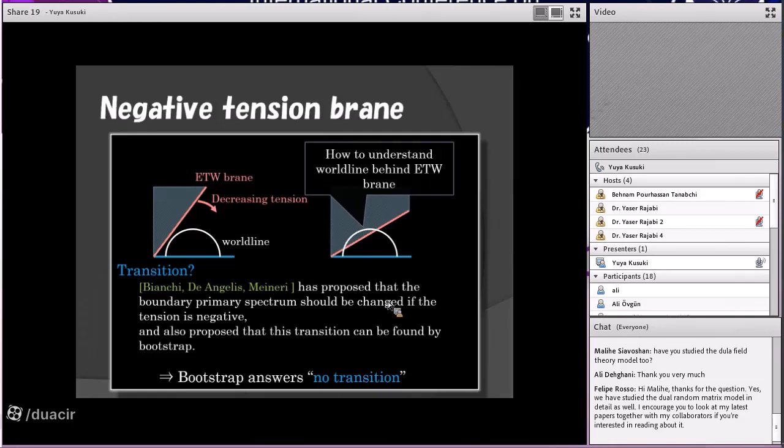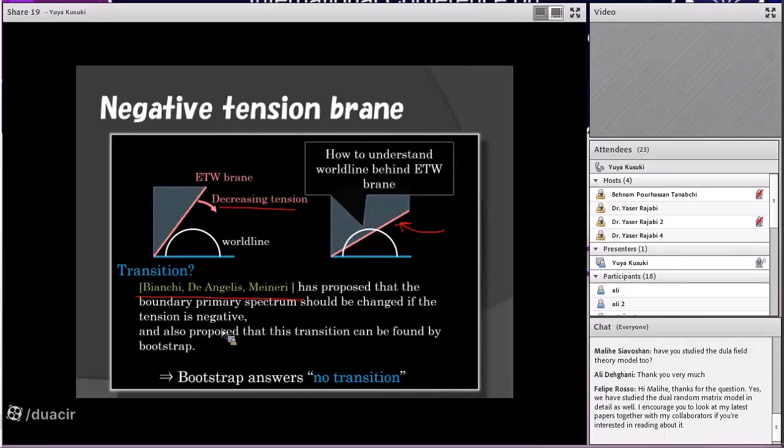This seems to be a little bit interesting because in some paper it has been proposed that if we consider negative tension, then on the gravity side there seems to be a transition, a drastic change, if we decrease the tension, in that the brane can attach to the world line of the particle. So this proposal says that the boundary primary spectrum should be drastically changed if we consider the negative tension brane. And so this transition might be detectable by using the conformal bootstrap equation. But actually we know the answer: the bootstrap equation answers that there is no transition. This is the result from the conformal bootstrap equation.